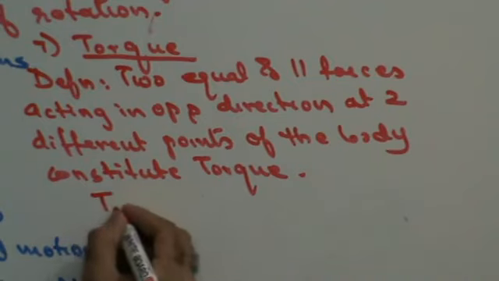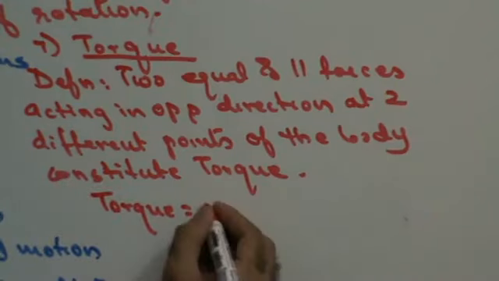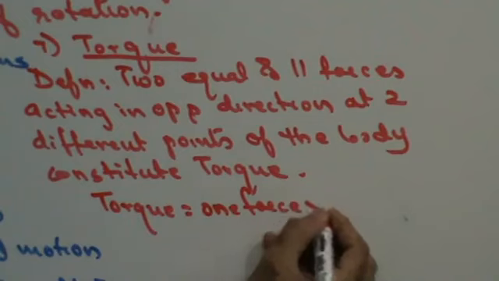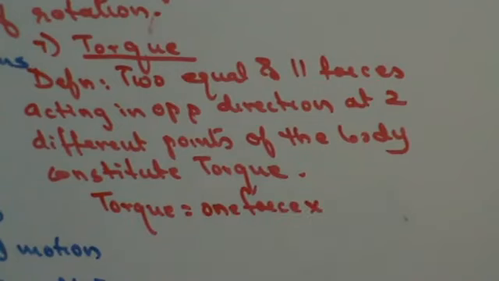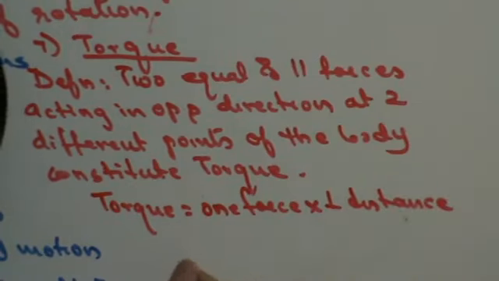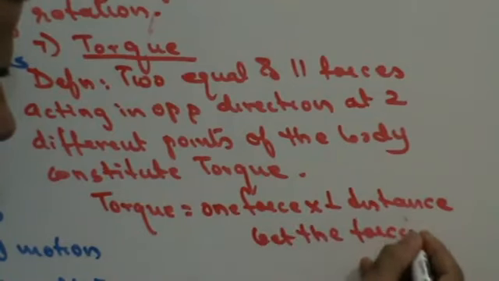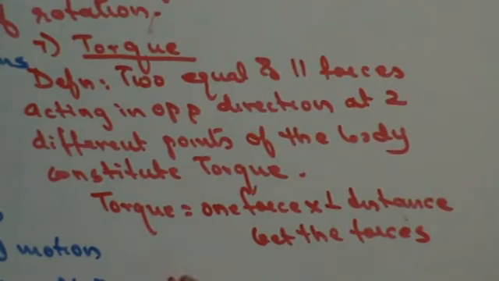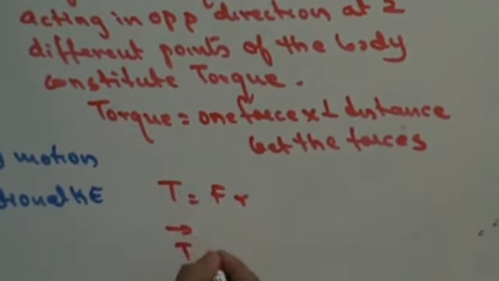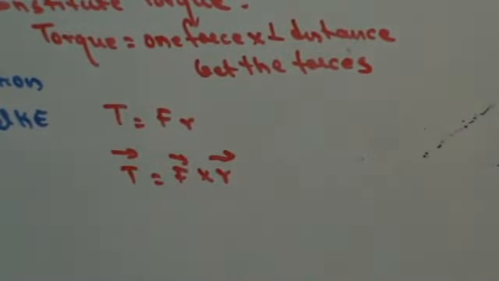Torque is also called a couple, or it is also called the moment of couple. So thus, torque is defined as the product of any one force multiplied by the perpendicular distance between the forces. Therefore, I can say torque is F R. Right? In vector form, I can say torque is equal to F vector cross R vector. That will be the vector notation for torque.